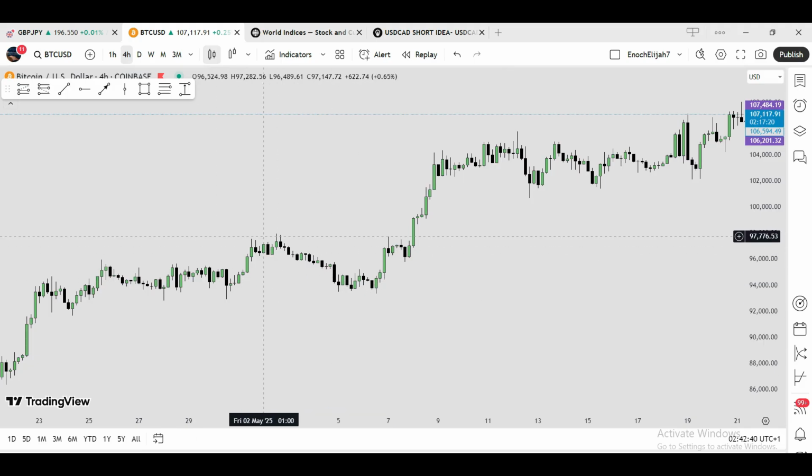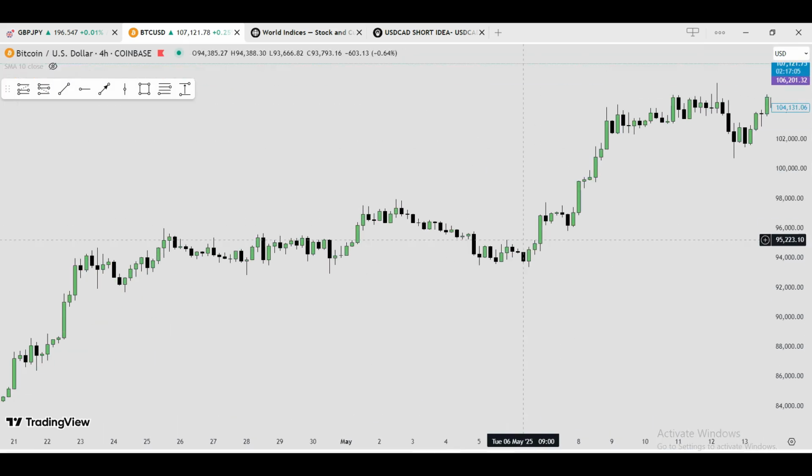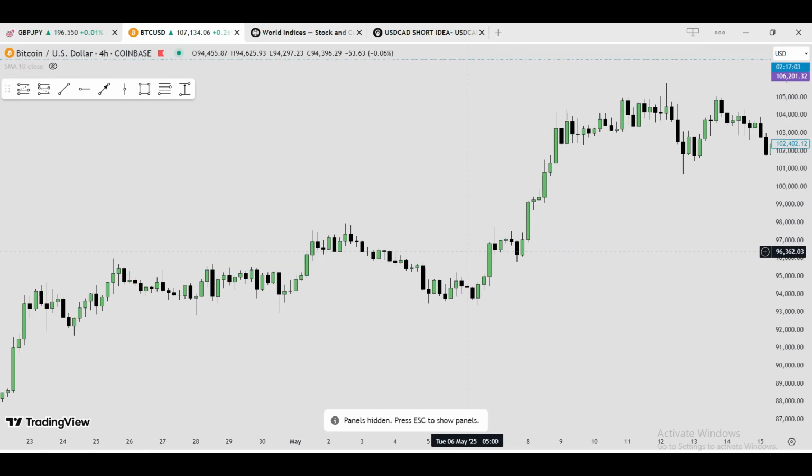Price was just bearish here, but not really clean. It went below this low here and then turned bullish when price broke this high here and closed above it. Now that confirmed for me that price is fully bullish.